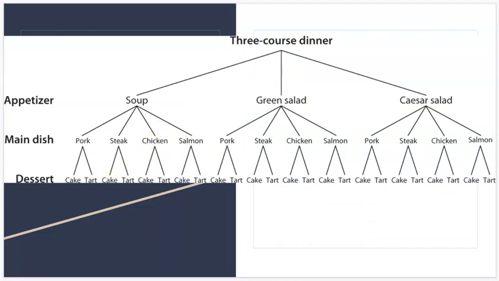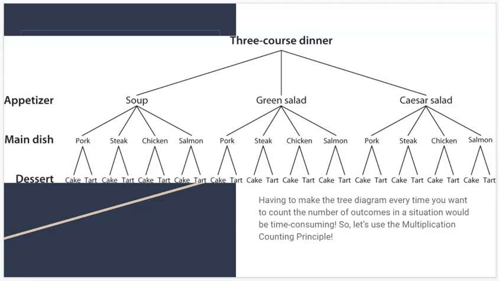You see that the first step is the appetizer at the top. You select that one first, and then of course you have a main dish to select after that, and finally we have a dessert. Now if you counted all the end branches together, that would give you a total of 24 outcomes. So there are 24 little branches at the end of the tree. But that seems to be a little time consuming to have to make the tree every time to count the number of outcomes. So let's use the multiplication counting principle.